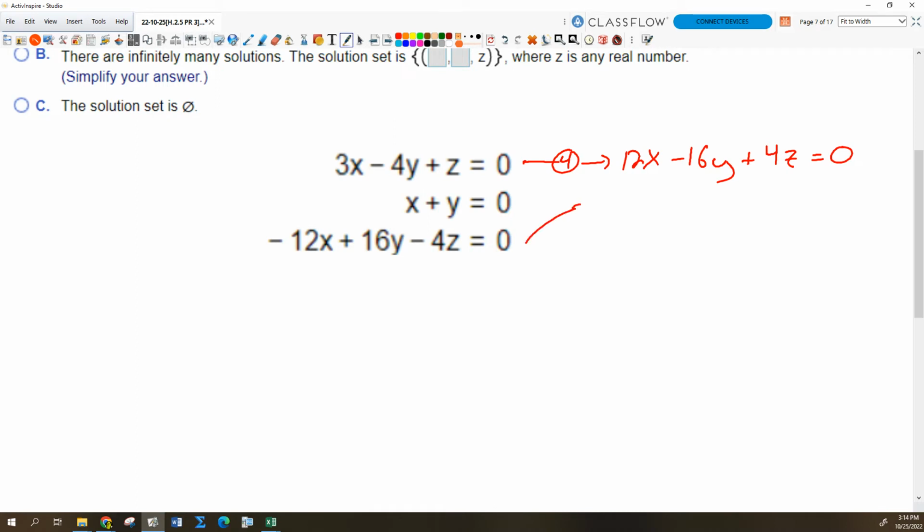And this guy, it's a negative 12x. So what do I get when I add those up? 0 equals 0. Okay, now listen. What does that tell me about planes 1 and 3? They're the same plane. Okay? They're the same plane, right?